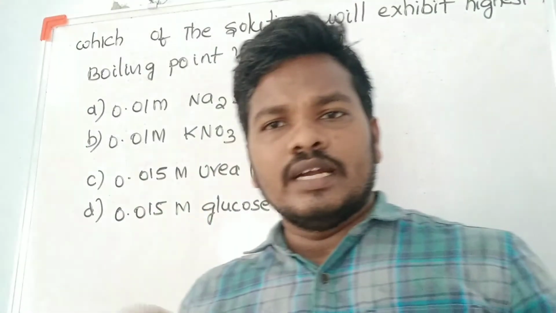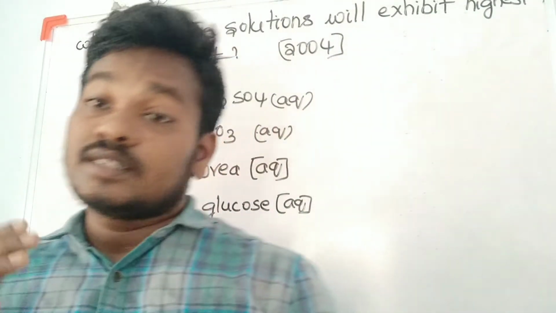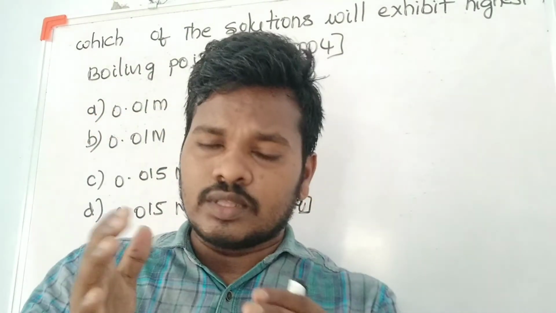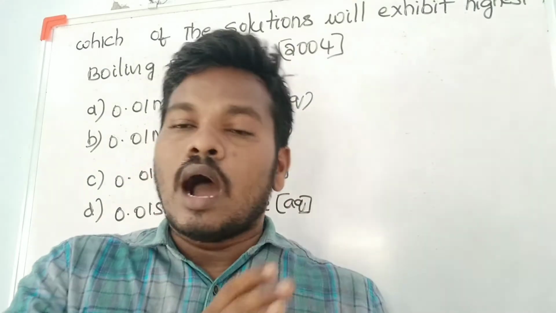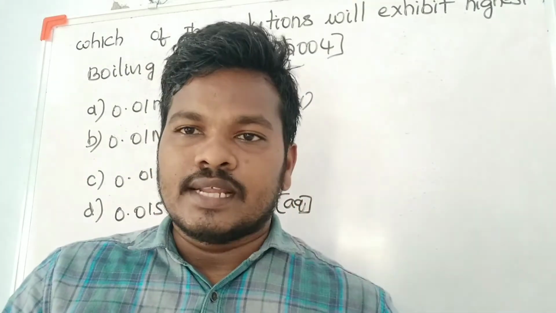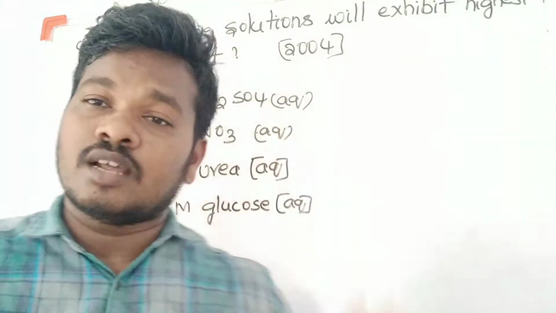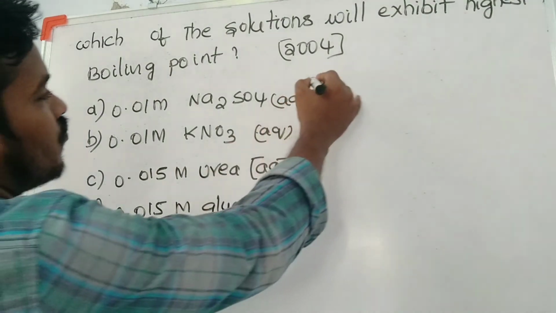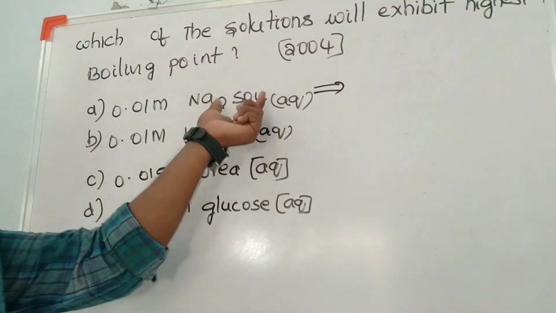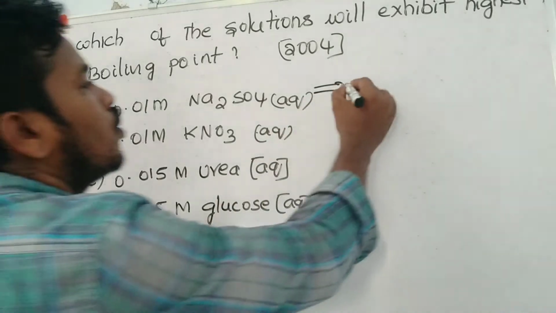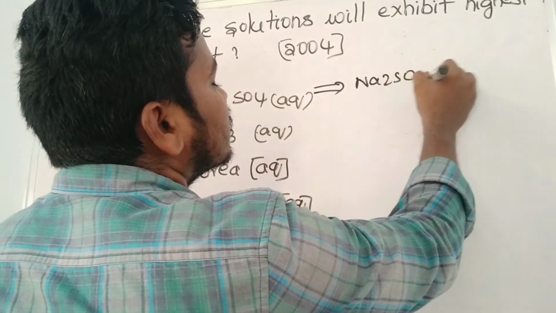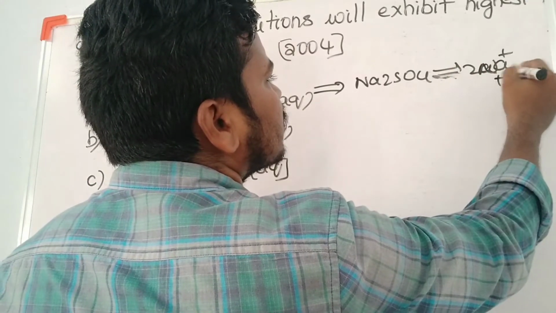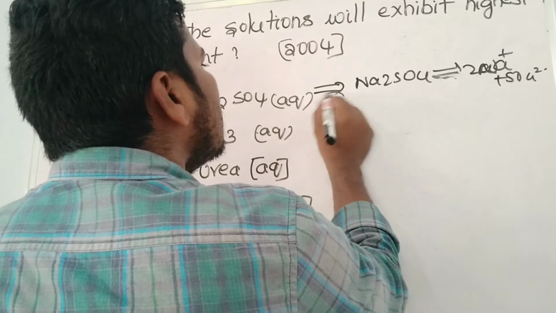Elevation in boiling point is a colligative property. Colligative properties depend upon the number of particles. If the number of particles is more, the boiling point will increase. First we have to identify the i factor, the van't Hoff factor value. Whenever we dissolve the solutions, how many ions will it form? Na2SO4, when dissolved, forms 2Na+ and SO4 2-, that means 3 ions will be formed.